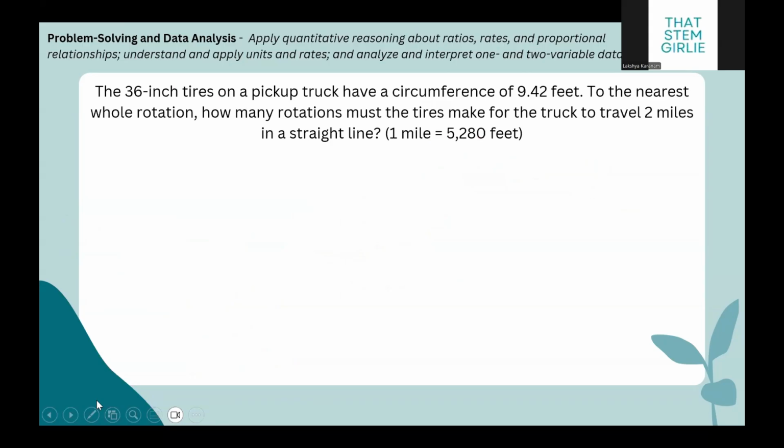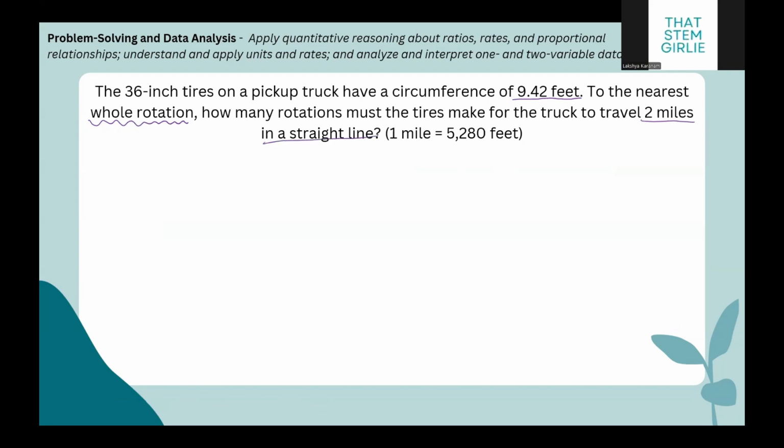So for this next problem, the 36-inch tires on a pickup truck have a circumference of 9.42 feet. So to the nearest whole rotation, which means it's only looking for a whole number, how many rotations must the tire make for the truck to travel 2 miles in a straight line?